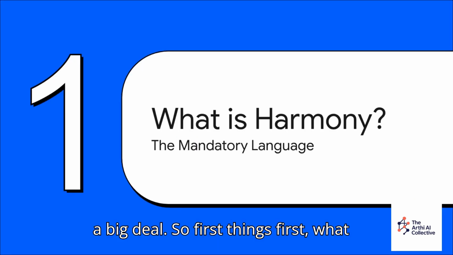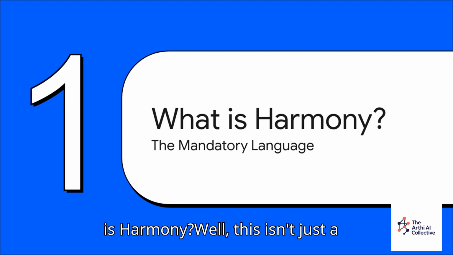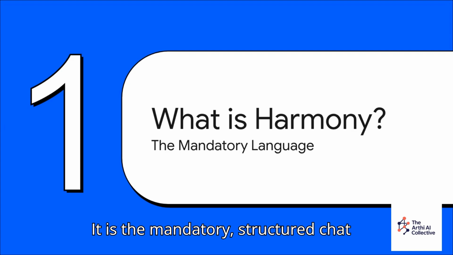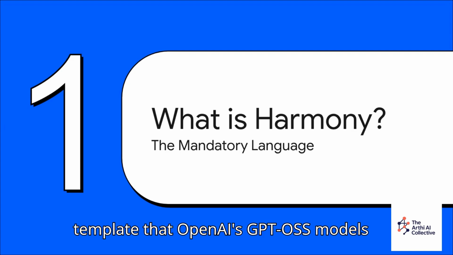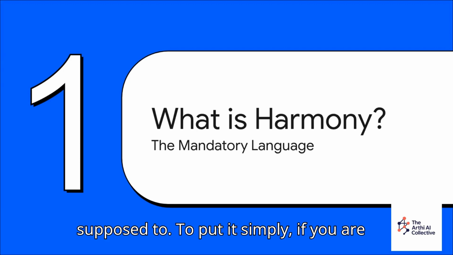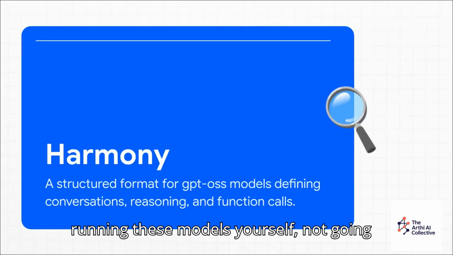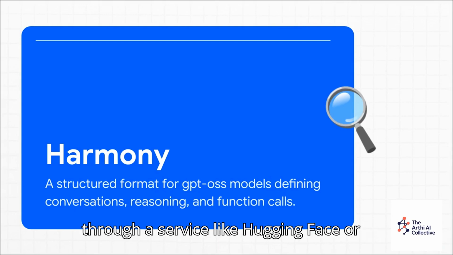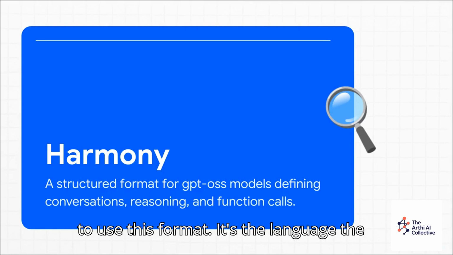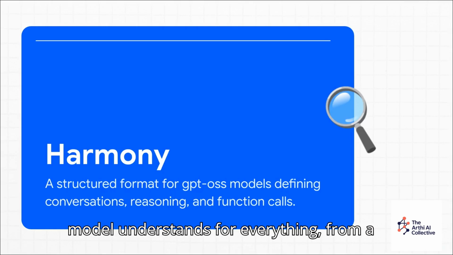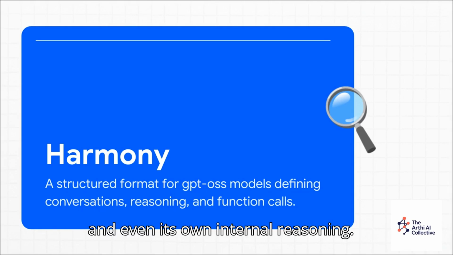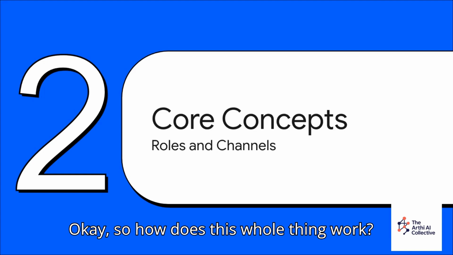So first things first, what is Harmony? Well, this isn't just a friendly suggestion or a best practice. It is the mandatory, structured chat template that OpenAI's GPT-OSS models were trained on. If you don't use it, they just won't work the way they're supposed to. To put it simply, if you are running these models yourself, not going through a service like Hugging Face or Llama that handles this for you, you have to use this format. It's the language the model understands for everything, from a simple chat to complex function calls, and even its own internal reasoning.